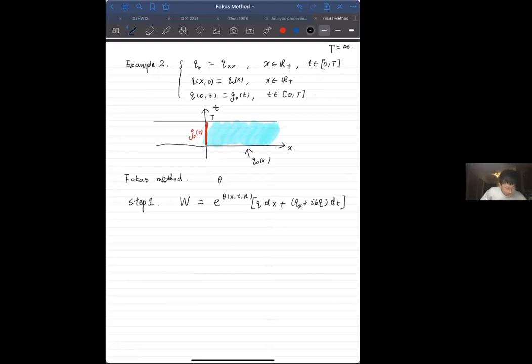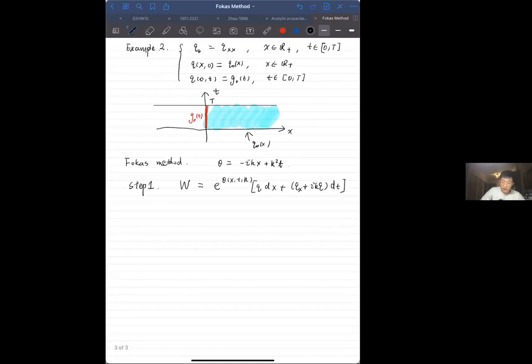Let me write down theta equals ikx plus k squared t. It's just directly from the equation. In the equation, do you need i? No, heat equation. Now we are talking about the heat equation. Then your theta has the complex i there.